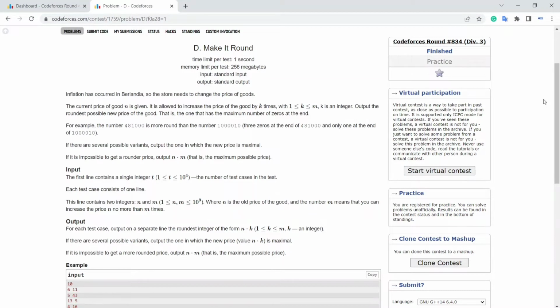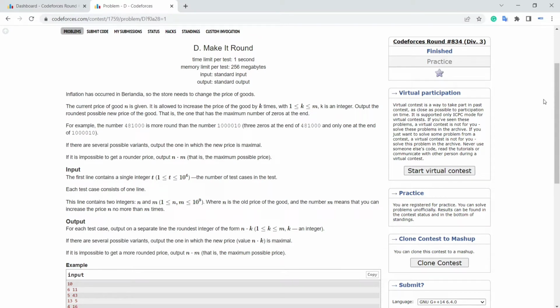So let's try to solve this problem. Problem D, make it round. Inflation has occurred in Berlandia. The store needs to change the price of goods. The current price of good N is given. It is allowed to increase the price of the good by K times.